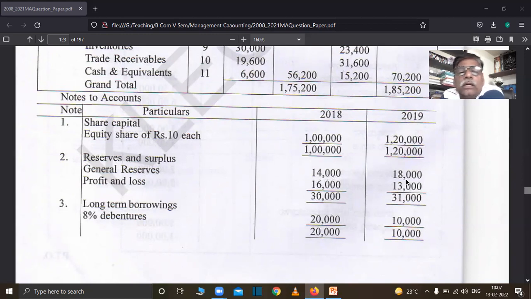So you have to take in the funds from operation. P&L account balance, closing balance comes first. Opening balance comes last in the funds from operation. Then you see the 8% debenture, 20,000, 10,000. What it means? 10,000 reduced.